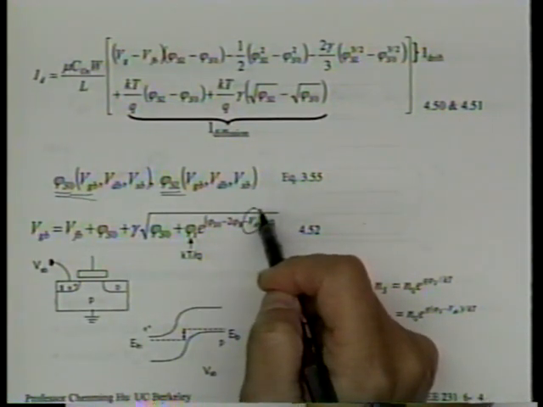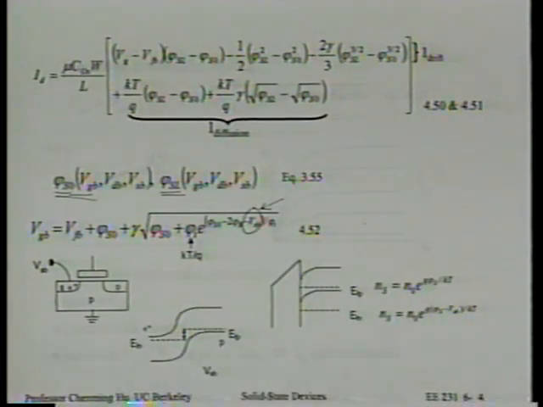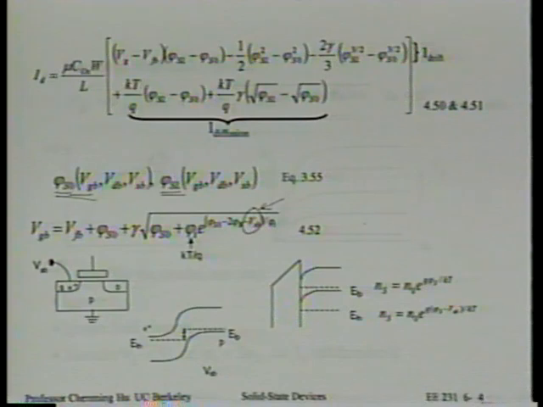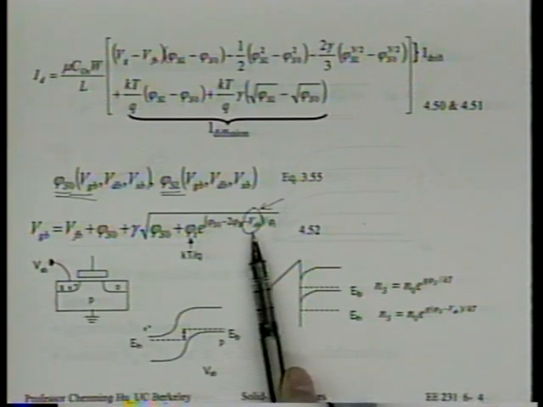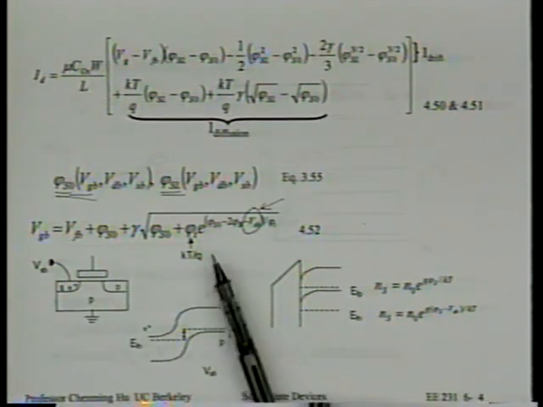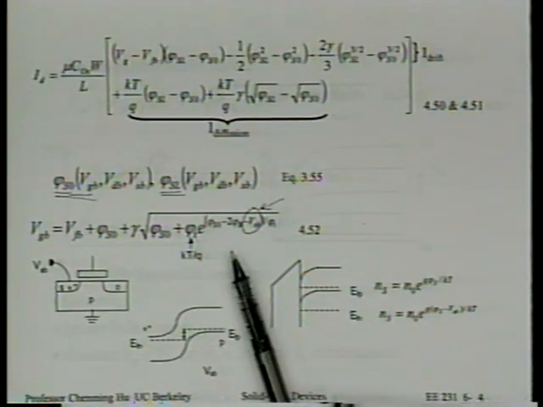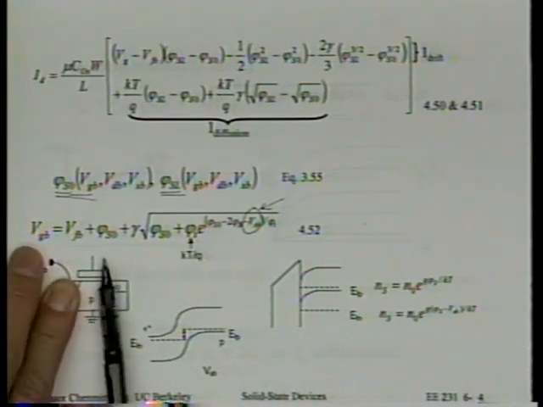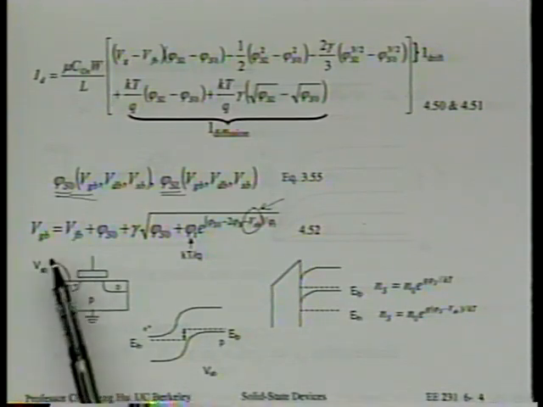But if you ignore this minus VSB term, I hope this review helped you remember. We have seen this before. We have derived this before. So the point is that for any given VGB, we'll be able to figure out what phi s is. Now what's new here is VSB. In chapter 3, we had no opportunity to add a so-called body-to-source voltage because we did not have a source. We only had the gate, the oxide, and the body, so all the voltage is VGB.